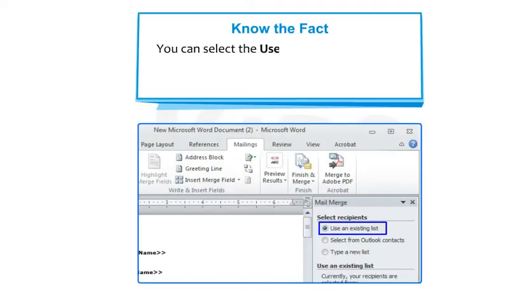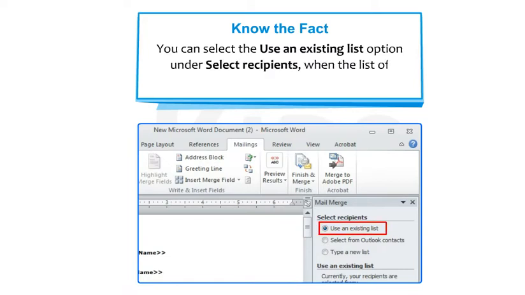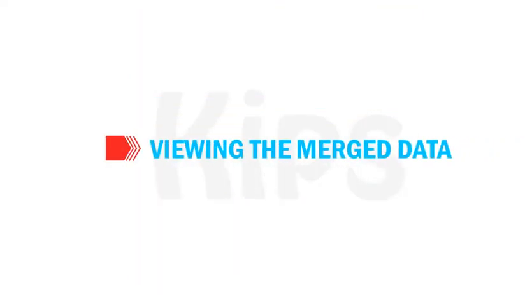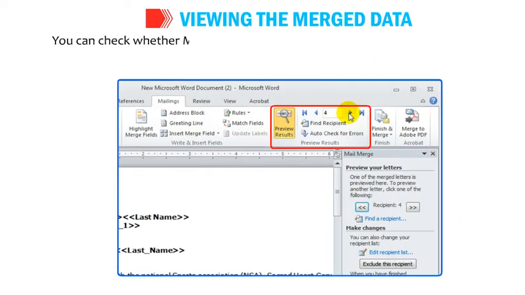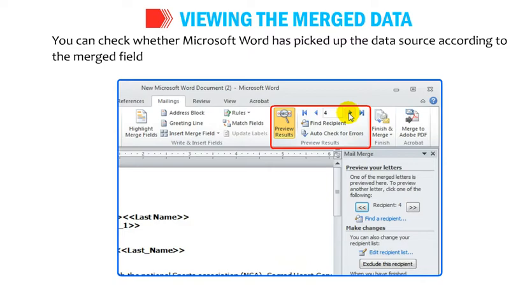Students, know the fact. You can select the Use an Existing List option under Select Recipients when the list of recipients already exists. Let us find out how to view the merged data. You can check whether Microsoft Word has picked up the data source according to the merged fields or not by viewing it on the screen.